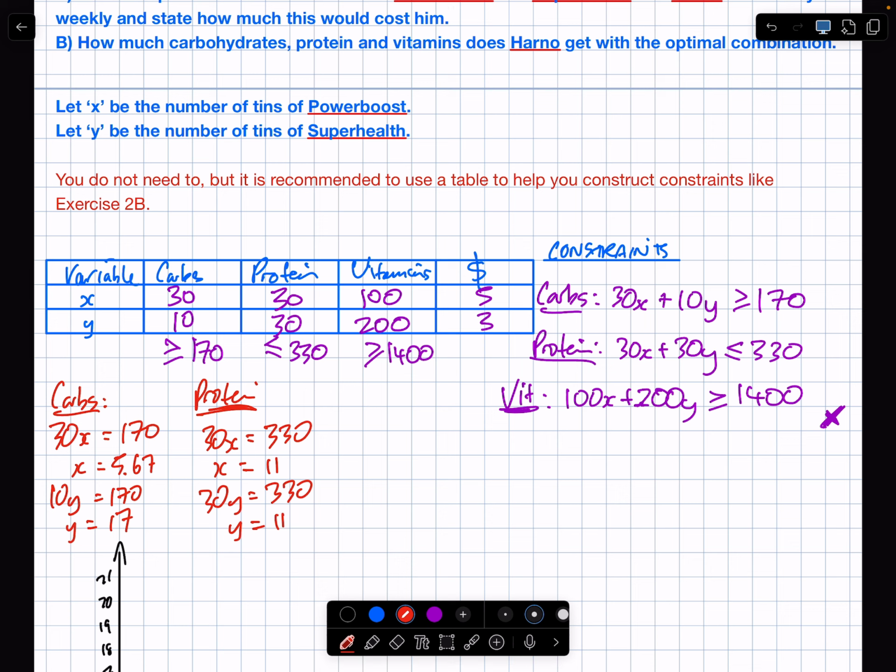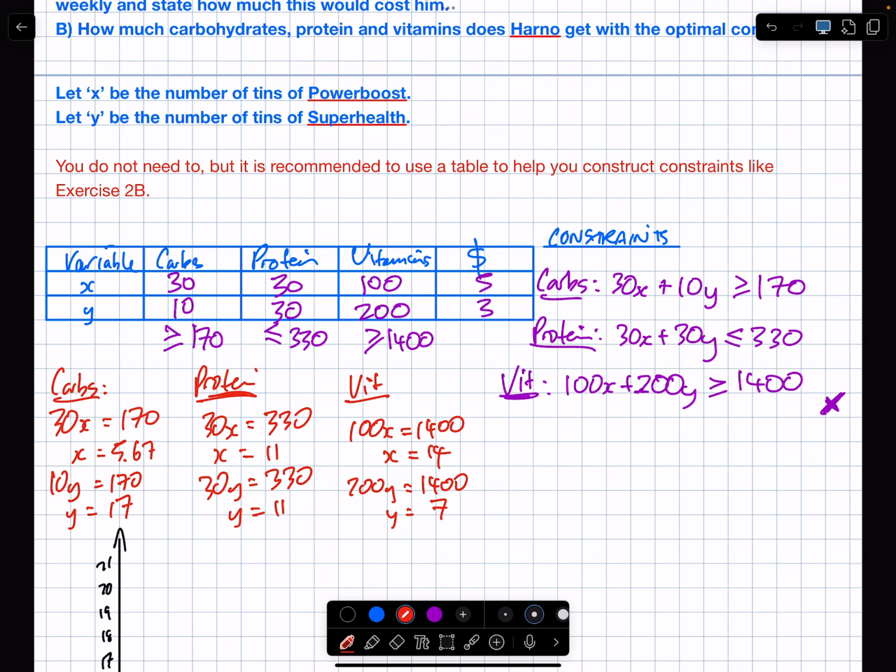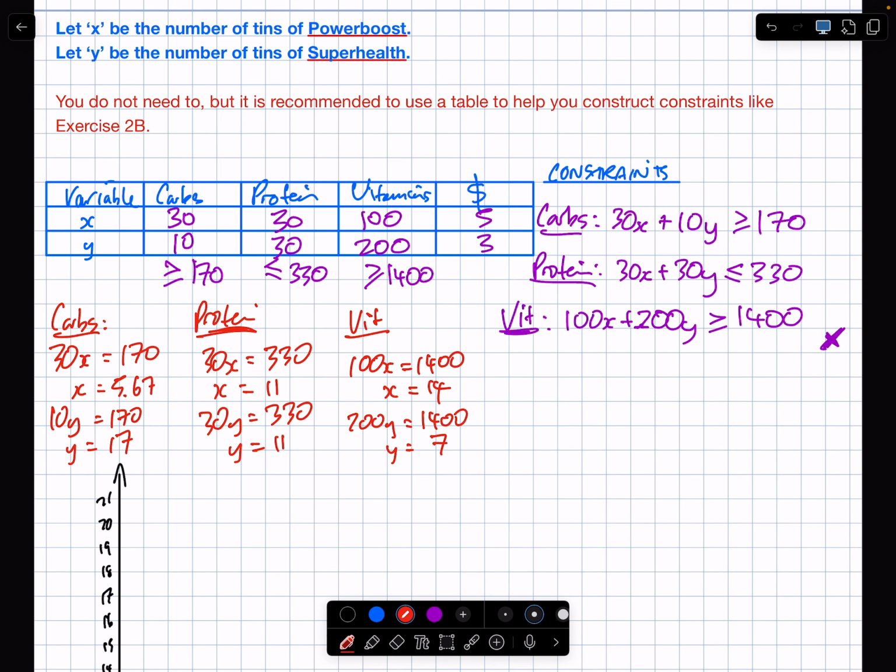That's two lines right now. My third line, vitamins. 100x equals 1400. So x is going to be 14. 200y equals 1400. So y is going to be 7. That is my working out to draw these lines. Can you have some time to copy that down too? So again, this part is just what you've been practicing. This is nothing new. The only new thing today is finding the best solution.